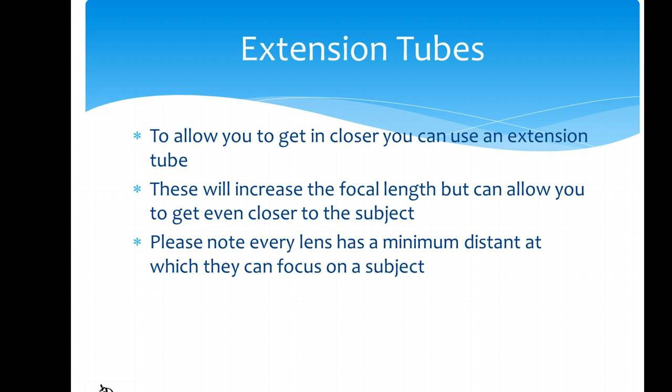Extension tubes. You can add extension tubes onto a macro lens and it will allow you to get in closer. Every lens has a minimum focus distance, and that determines how close you can get to the subject. Adding an extension tube allows you to get even closer to the subject and again get different perspectives on macro photography.